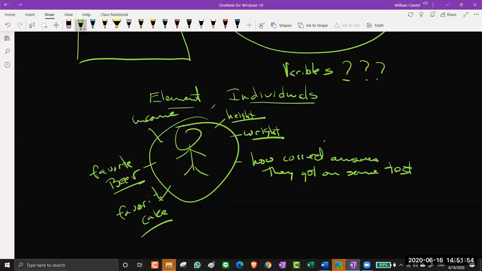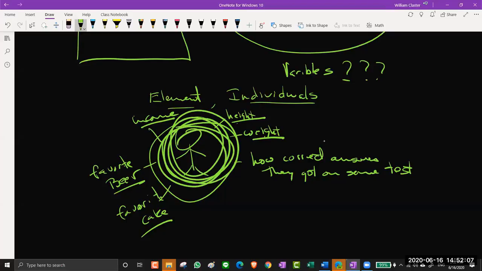Right? These are the variables: their height, their weight, their income, and so on. Does everyone know what I'm talking about? This is the element, though. This is the element. These are the variables based on that element. Now, it doesn't have to be a person.